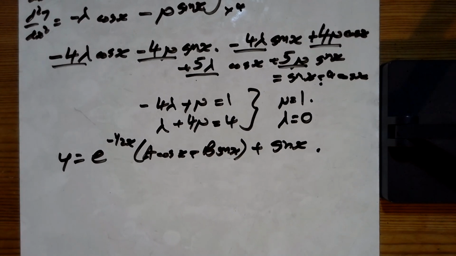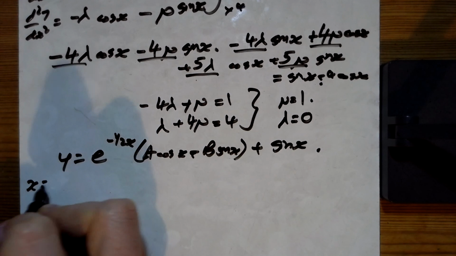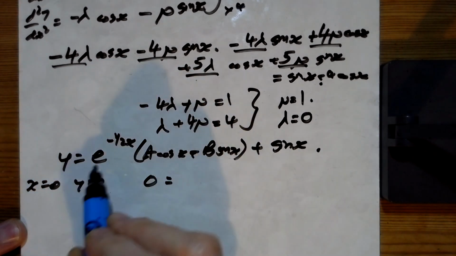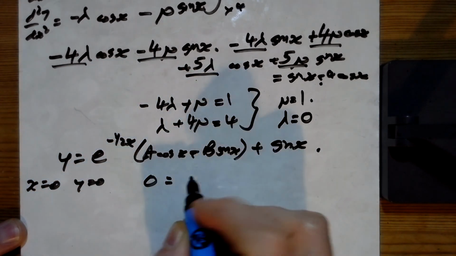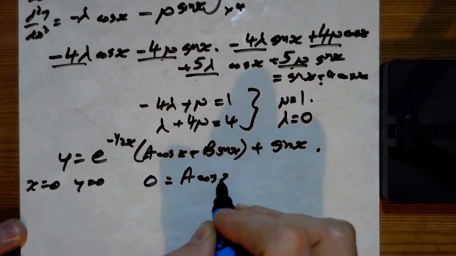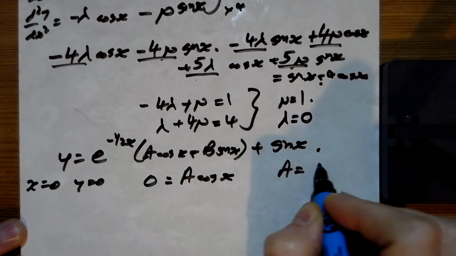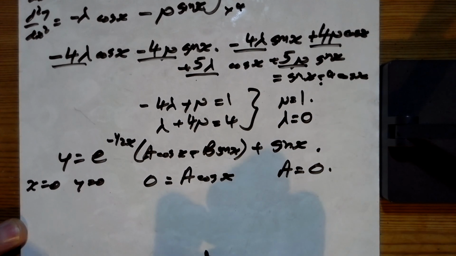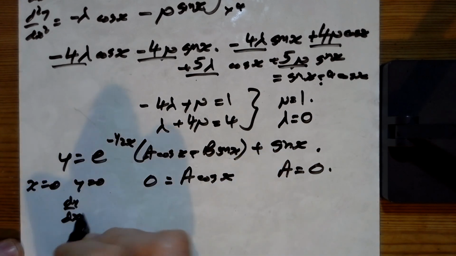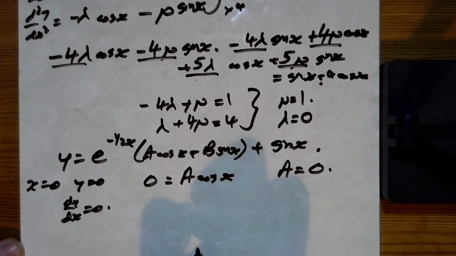So we're told that when x is equal to 0, y is equal to 0. So we've got 0 equals, so e to the 0, so that's 1. That's 0, and so that's a cos x. So that tells me that a is actually going to equal 0, doesn't it? And when x is equal to 0, dy by dx is equal to 0.